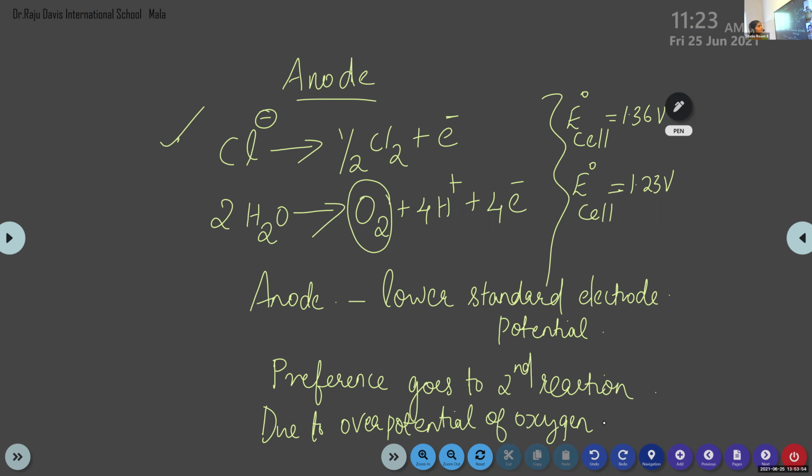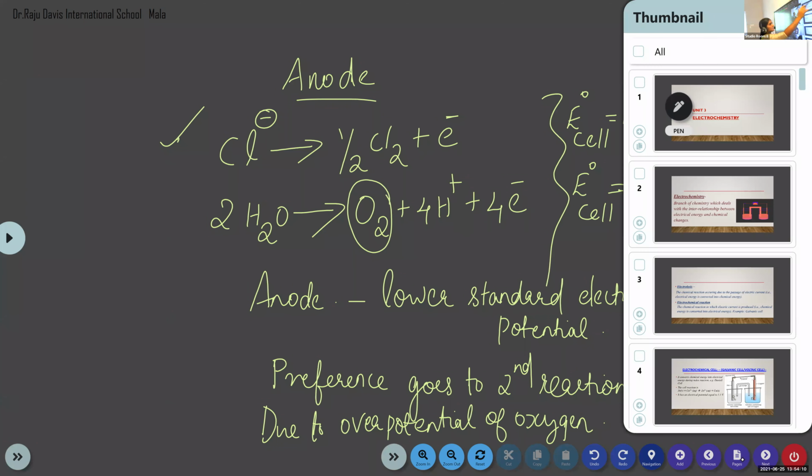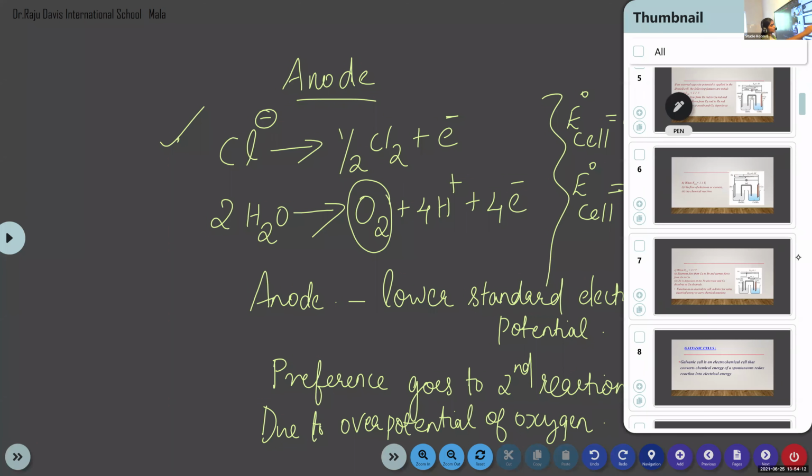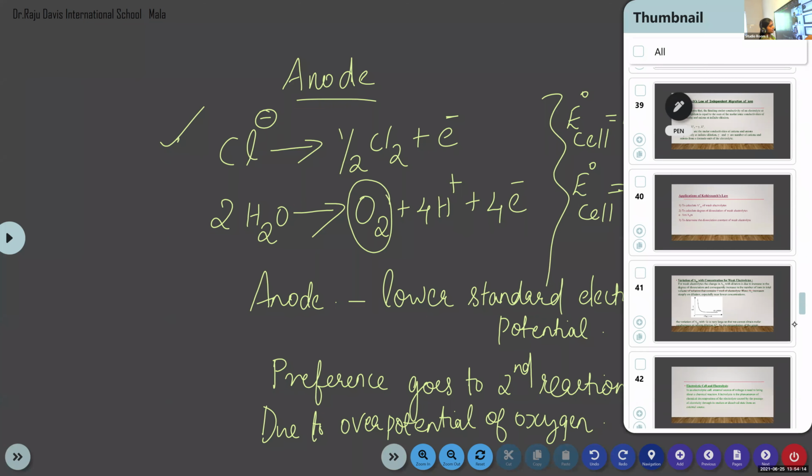So at the cathode, the reduction reaction takes place giving hydrogen, and at the anode, the oxidation reaction takes place giving chlorine. So these are the two products of electrolysis in the case of aqueous sodium chloride. That's the difference between molten sodium chloride and aqueous sodium chloride.